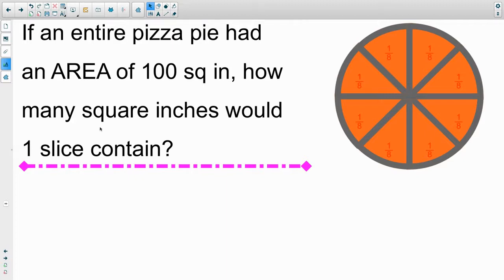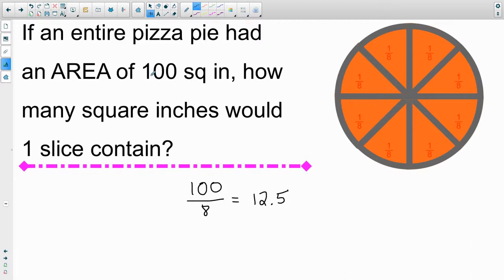Okay, well, some of you might have come up with my most popular answer, which is, well, there's 8 slices, Mr. Frank, so why not just take our 100, which is the whole pizza, and just divide it into 8 slices. And that would give me 12.5. And that would be absolutely correct.